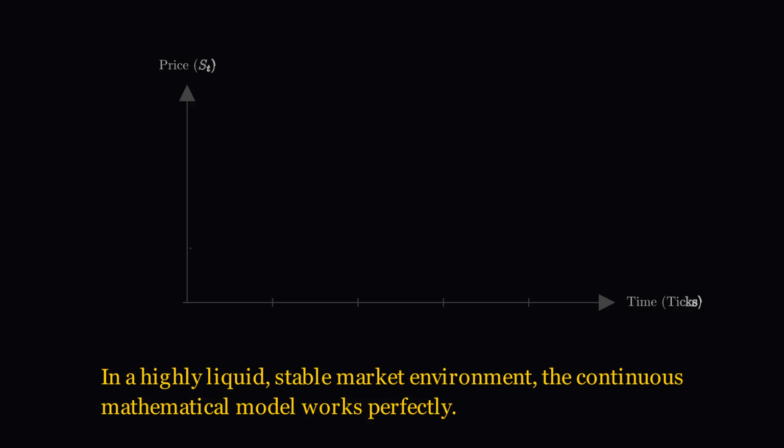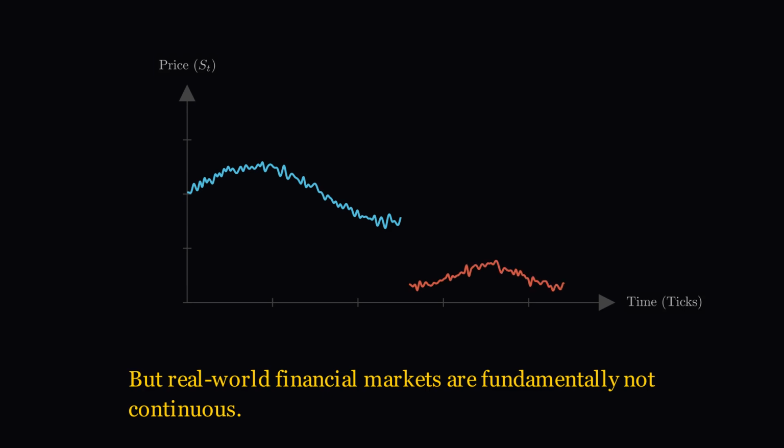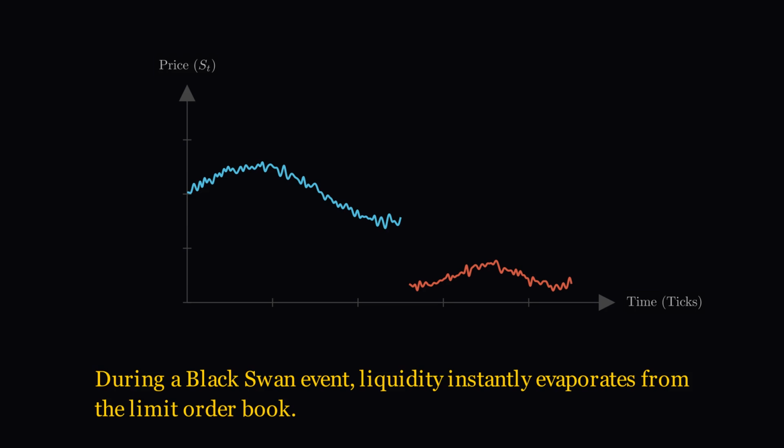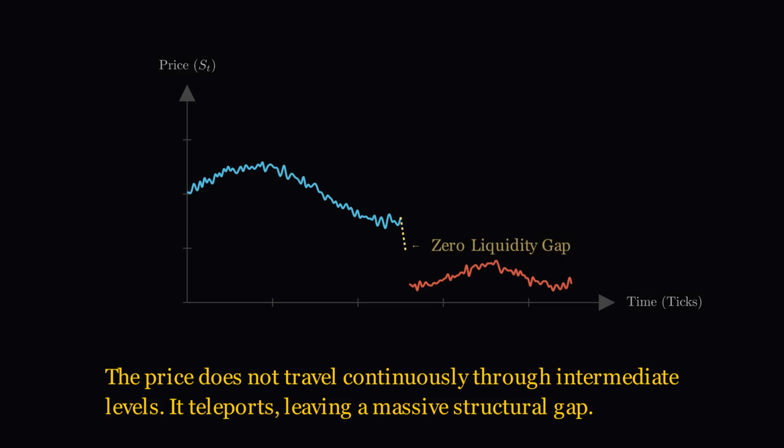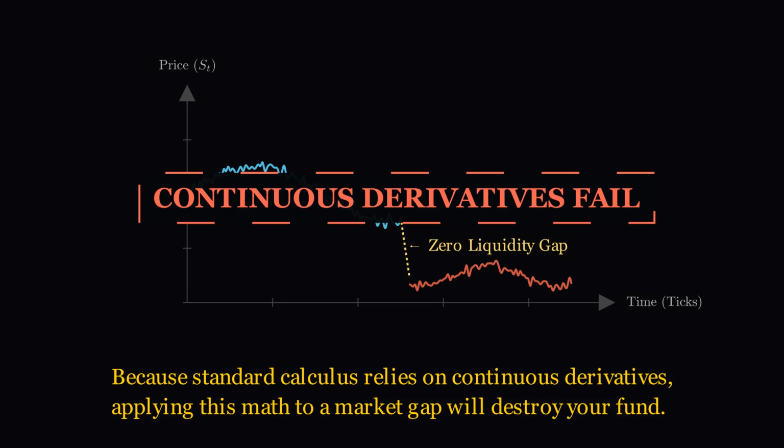In a highly liquid, stable market environment, the continuous mathematical model works perfectly. The illusion holds because the price smoothly transitions from one tick to the next without breaking the sequence. But real-world financial markets are fundamentally not continuous. During a Black Swan event, liquidity instantly evaporates from the limit order book. The price does not travel continuously through intermediate levels. It teleports, leaving a massive structural gap. Because standard calculus relies on continuous derivatives, applying this math to a market gap will destroy your fund.